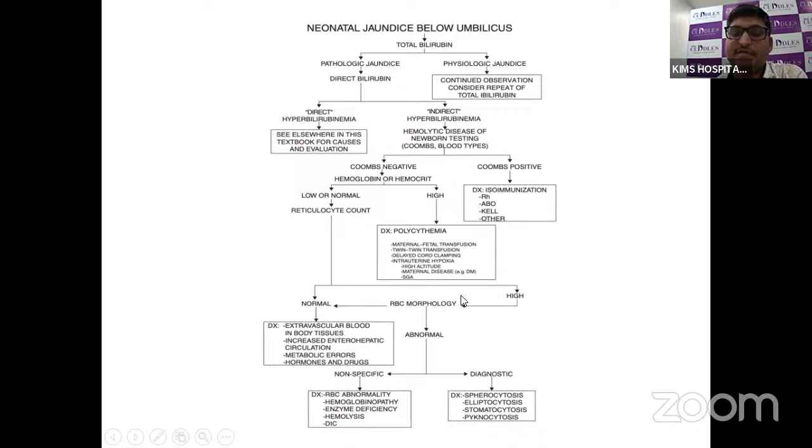When it is high, look for the RBC morphology. If there is abnormal RBC morphology, it can be diagnostic if there are spherocytes or elliptocytes, or it can be hemoglobinopathies or enzyme dysfunction. It can be a non-specific abnormality. In case of Coombs negative and high hematocrit, look for polycythemia, maternal fetal transfusion and other causes. So this is the overall picture.